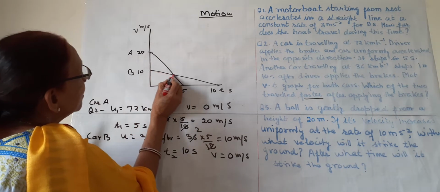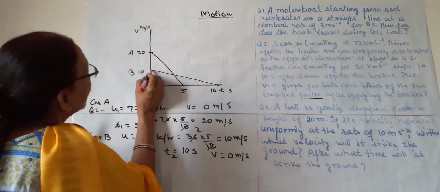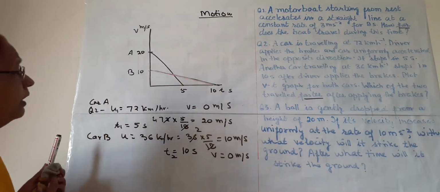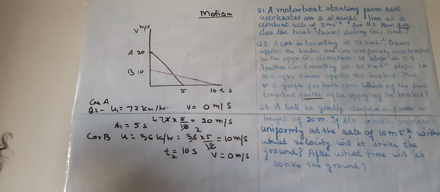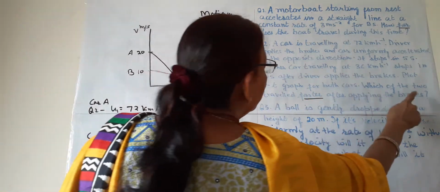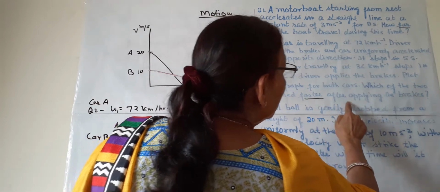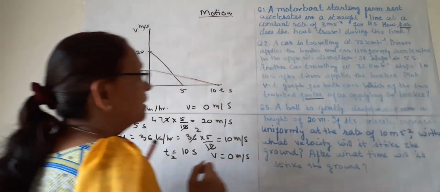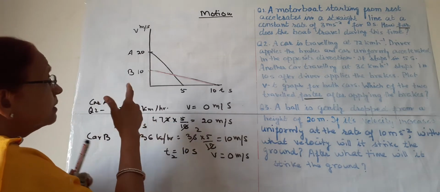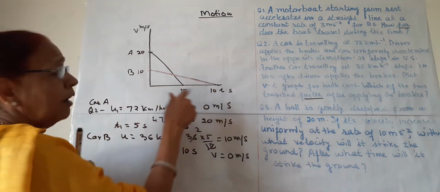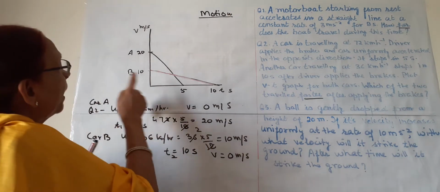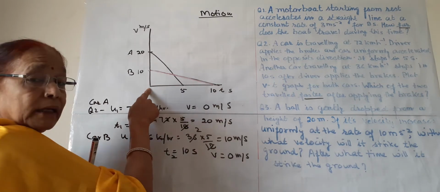This graph is for car B and that is for car 1. So in this way we have plotted the graphs. Now it is asked which of the two traveled faster after applying the brakes. So we have to calculate distance. In a v-t graph, all of you know the distance traveled is calculated by the area under the graph.